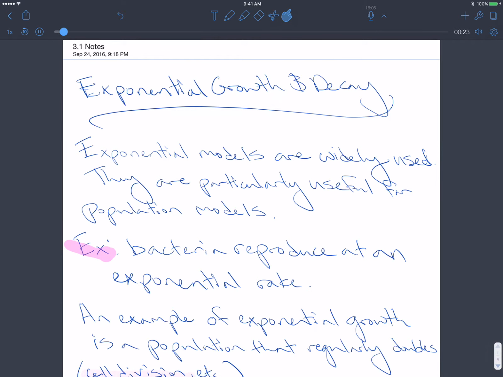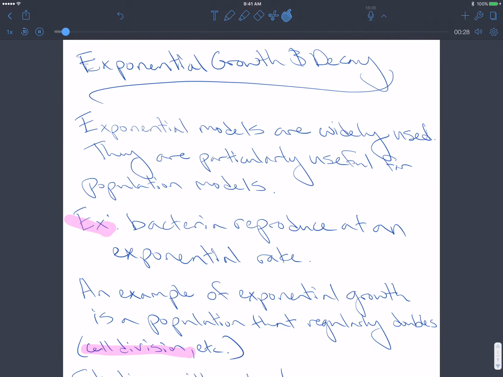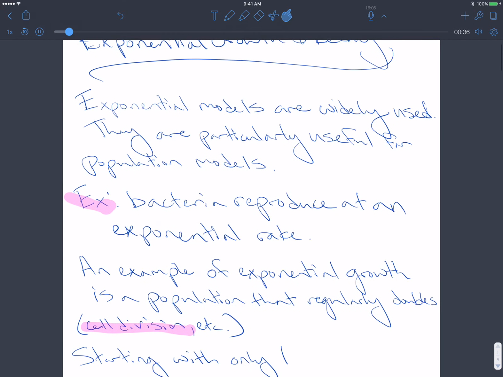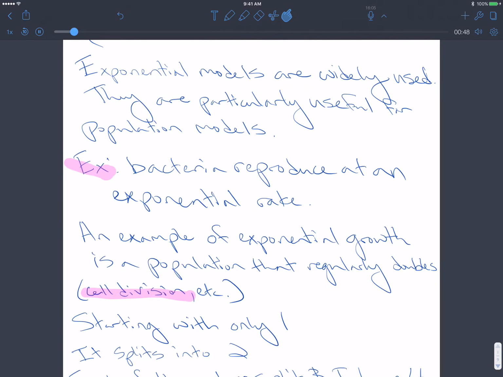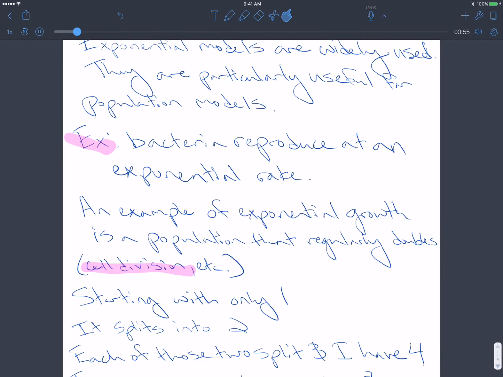The example that I'm going to talk about is more like cell division, where say you have a population that regularly doubles. So the cell basically builds up enough material and then it splits into two cells. And so if we take that idea, that is what happens with exponential growth. If you only have one and it gets ready and it splits into two, now you have two. Then if both of those do the same process and split, now you have four.